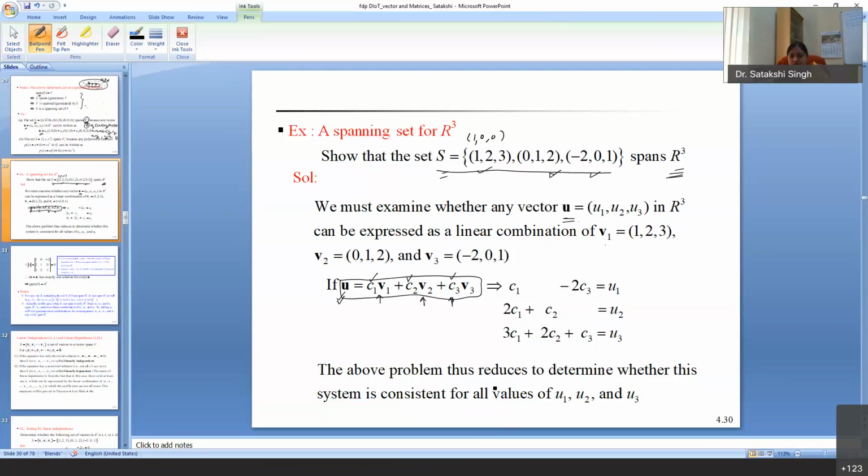So the above problem reduces to determining whether this system is consistent. I hope you have studied how to solve a linear system of equations.